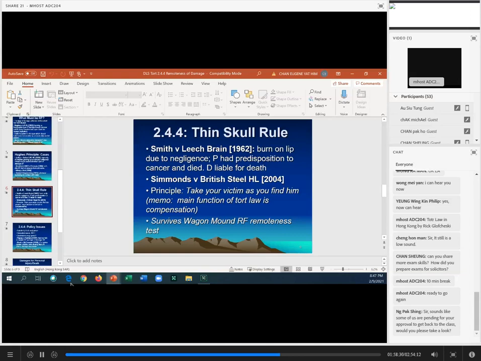But also Smith and Leech Brain. Next time you burn your lip, okay, well, I hope you don't die, certainly. Most people are not likely to die, but in Smith and Leech Brain, the plaintiff did die, and the court said, you take your victim as you find him. So there you are. If you're going to hit somebody, hit somebody really strong so he doesn't suffer any injury. If you're going to hit any object, make sure it's a very old object, not a very brand new object like a new car, because otherwise you will have to pay an extra amount of money. Okay. All right, so that's the thin skull rule.